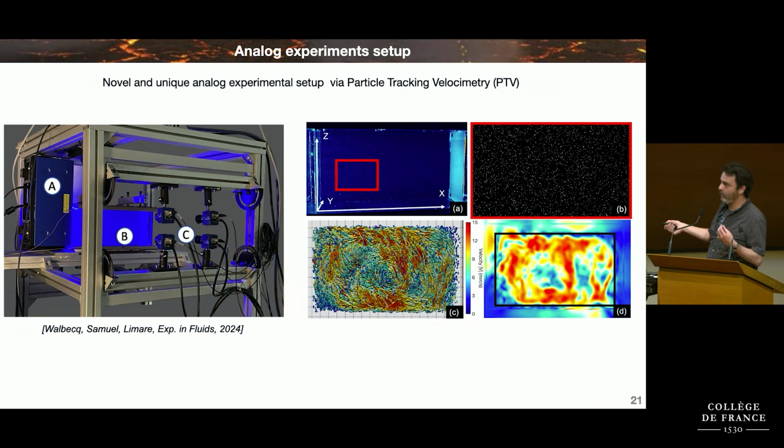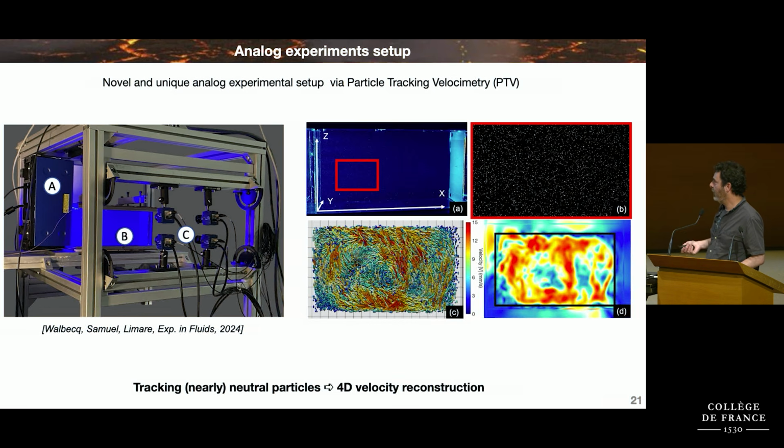And with the track and the information of the track evolution with time, we can reconstruct the 3D velocity field everywhere in the model domain. Actually, this is even the 4D field because there's also the information of time. Yeah, so that's what we can do with these experiments.